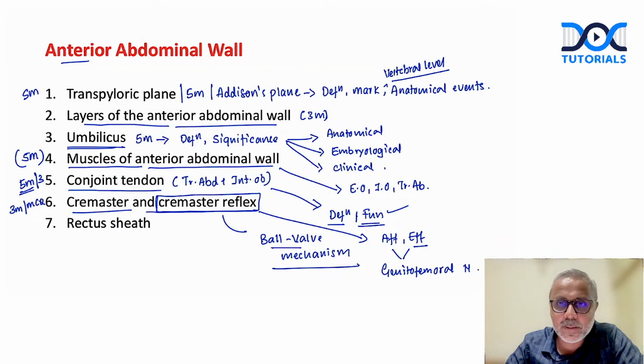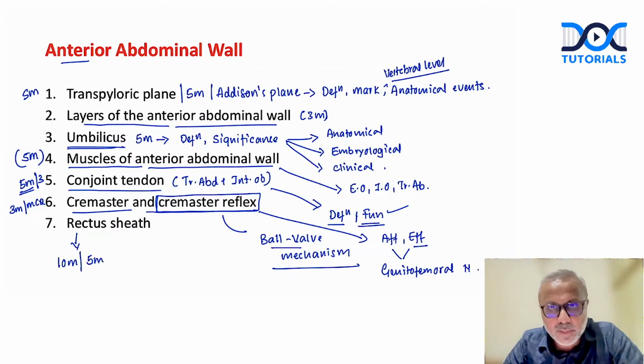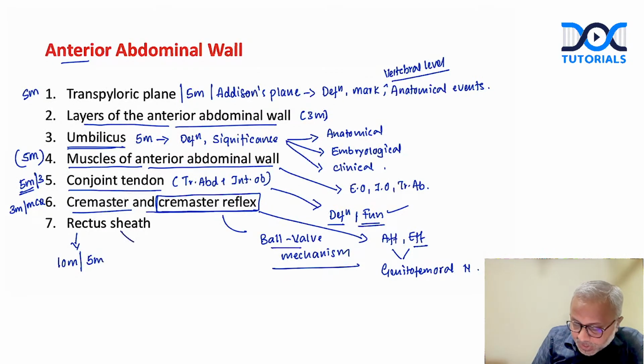So this could be a very important 3 marker, or a part of the defense mechanism of the inguinal canal, right? Then rectus sheath could come as a 10 marker question, but it is more likely to be a 5 marker question. Okay. Now, if rectus sheath is asked, how would you approach?